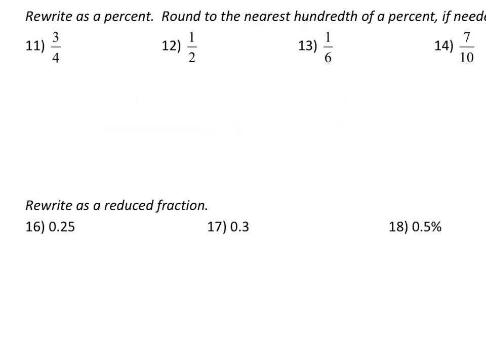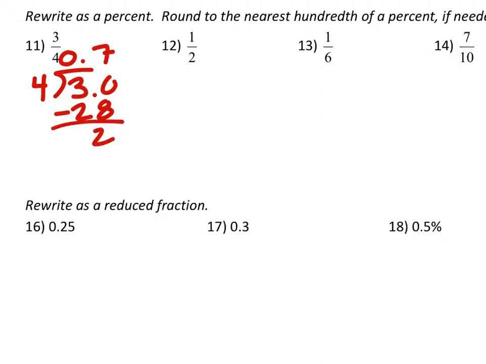Let's check. It may help to do long division on these. 3 divided by 4. 4 won't go into 3. Of course, some of you guys know that this is 75. So minus the 28, 2 remaining. Drop the 0, and we got 5. So 0.75 is the decimal.